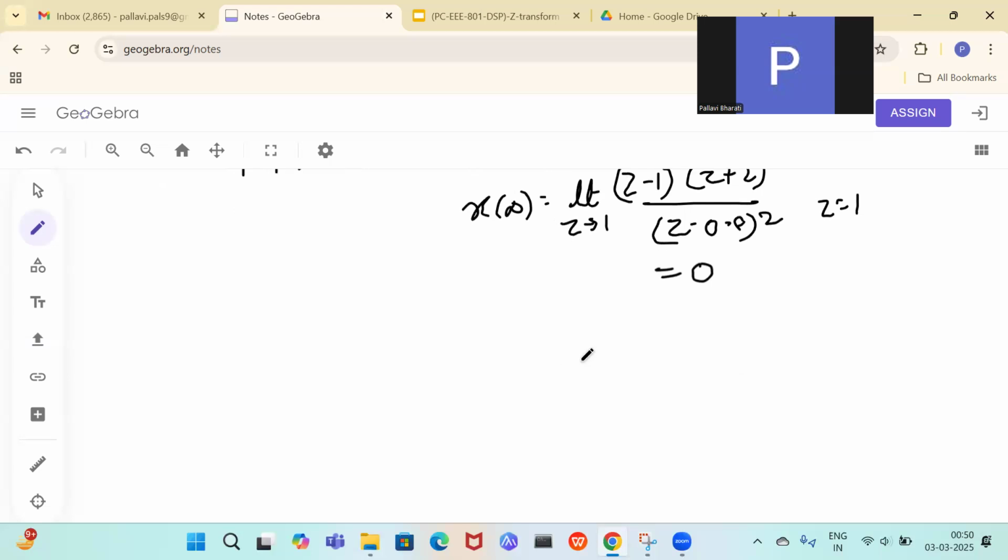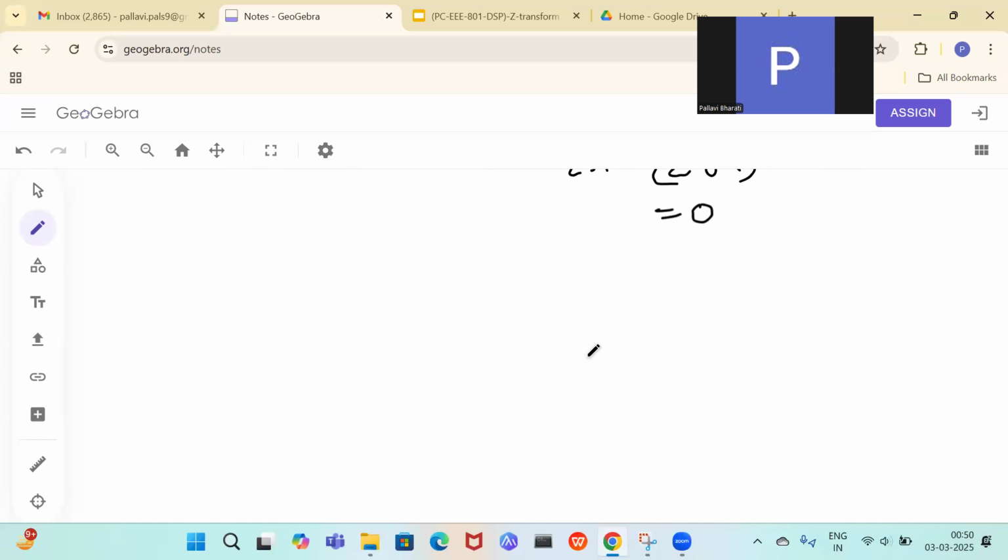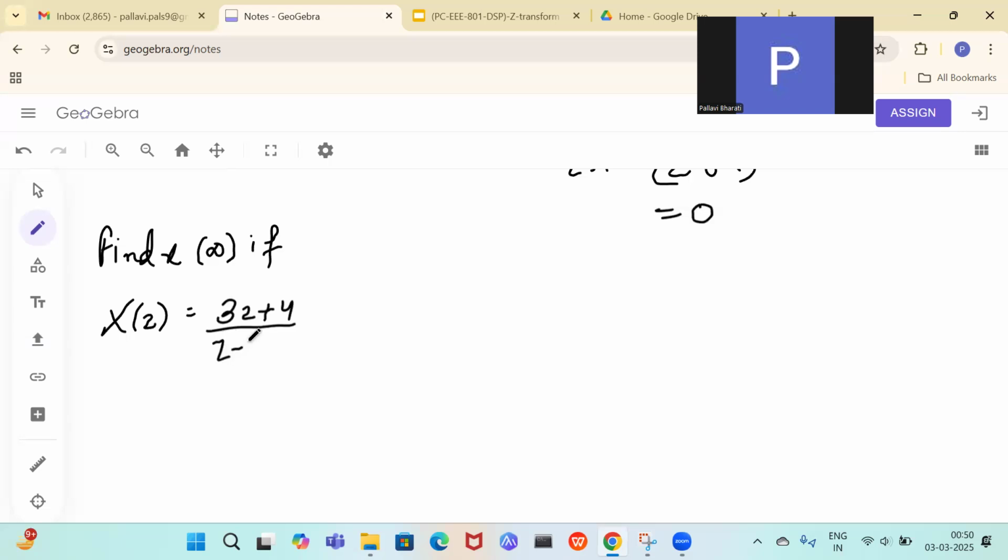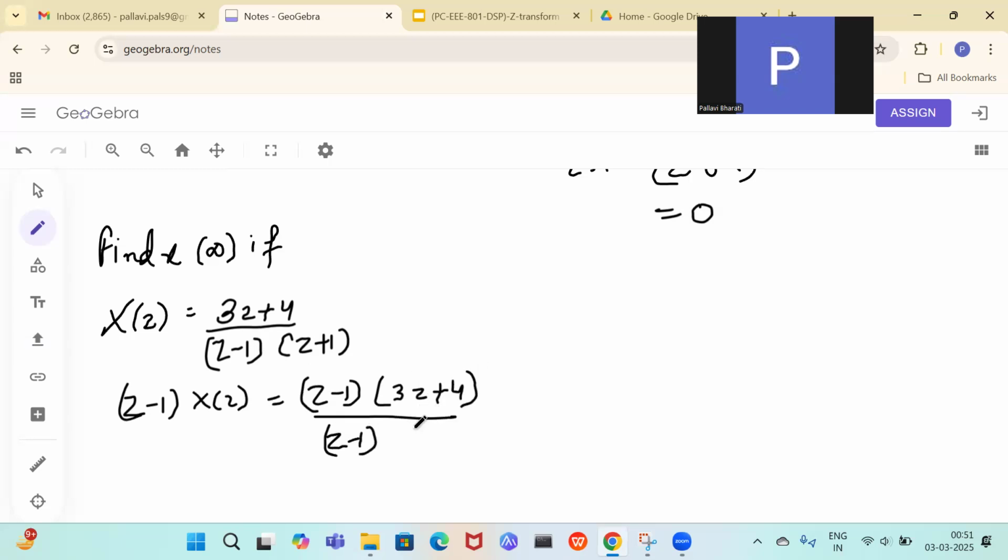Now let us go ahead and see a question where there is a pole lying there. So in the question, find x of infinity if x of z is equal to 3z plus 4 by z minus 1 into z plus 1. Here, if you multiply z minus 1 into x of z, what you get is z minus 1 into 3z plus 4 by z minus 1 into z plus 1. So this z minus 1 gets cancelled.